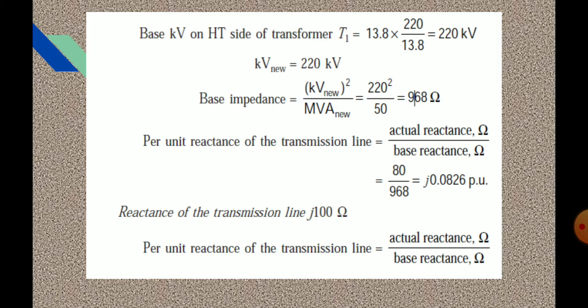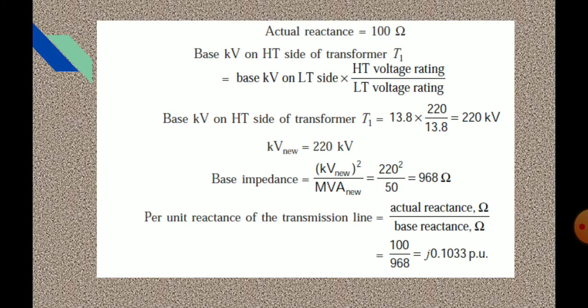After calculating the base reactance, we substitute in the formula. Per unit reactance of the transmission line is equal to actual reactance divided by base reactance. We will get the value in per unit. Next is the reactance of the transmission line of 100 ohm. Per unit reactance of the transmission line is equal to actual reactance in ohm divided by base reactance for 100 ohm.